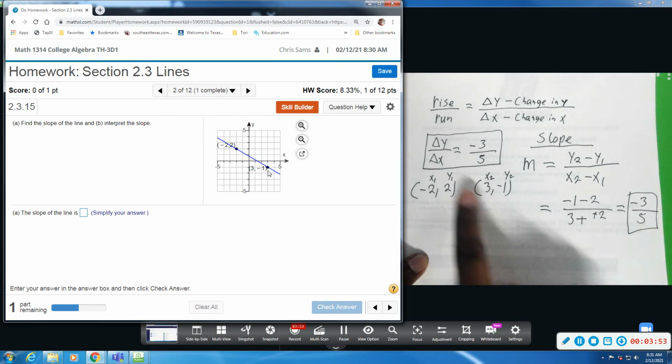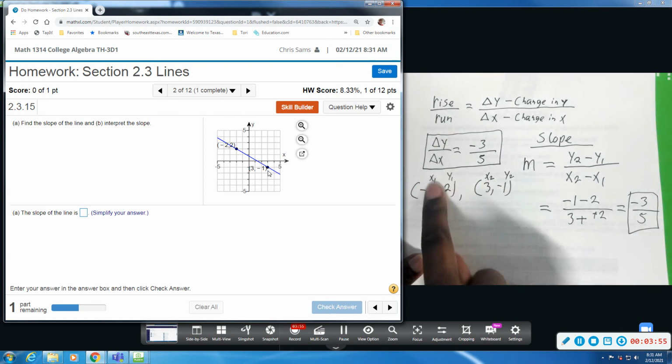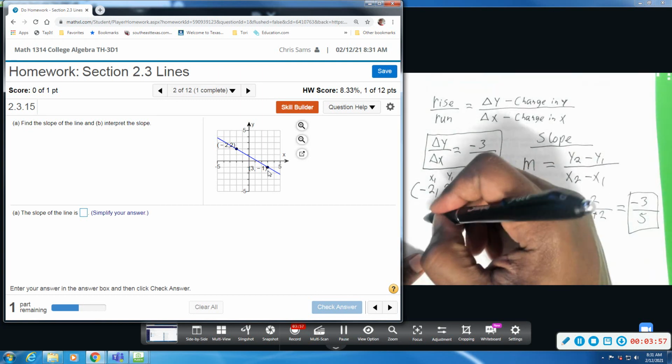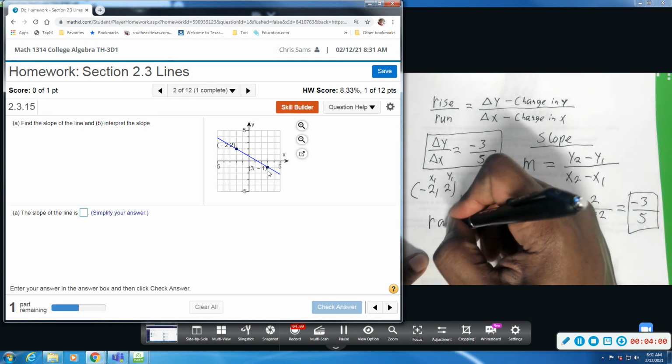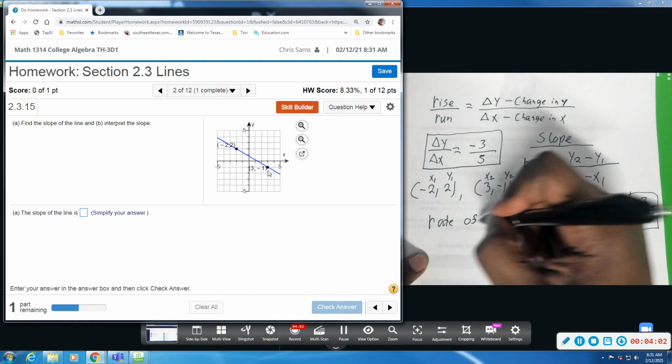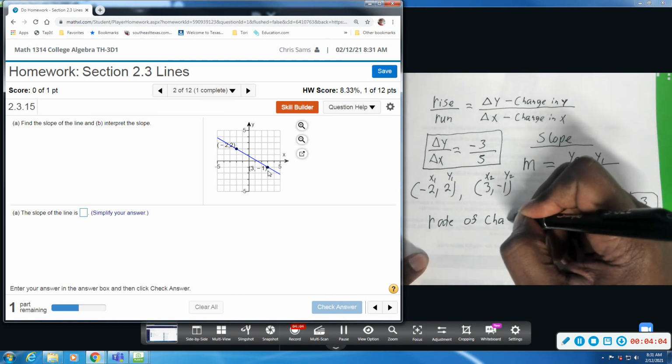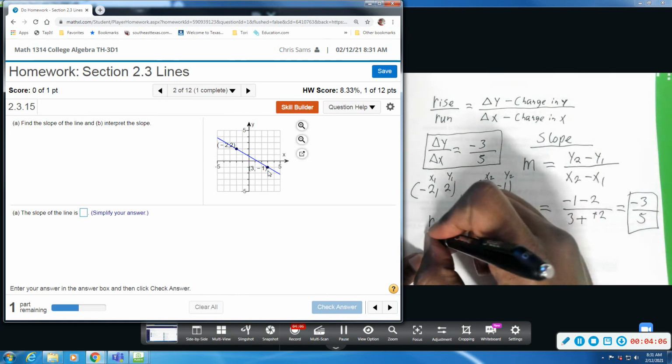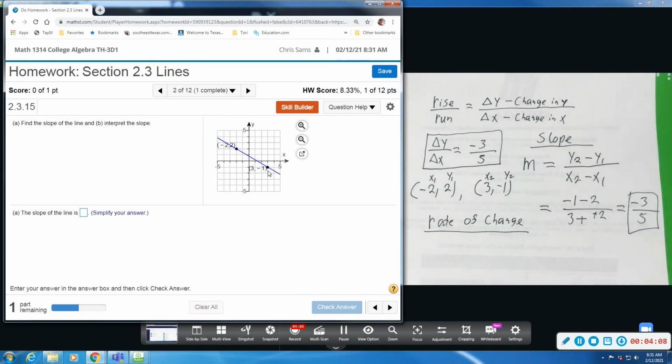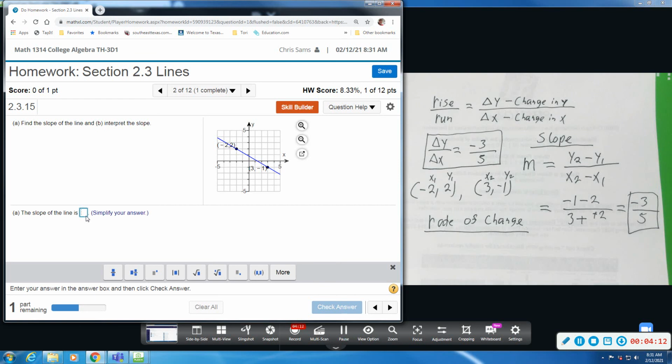Slope, rise over run, change in y over change in x. It is also called rate of change. Okay, so the rate of change. Alright, so there's a lot of terms that refer to slope. Alright, so the slope of the line, -3 divided by 5.